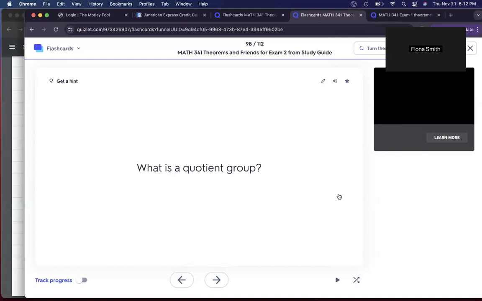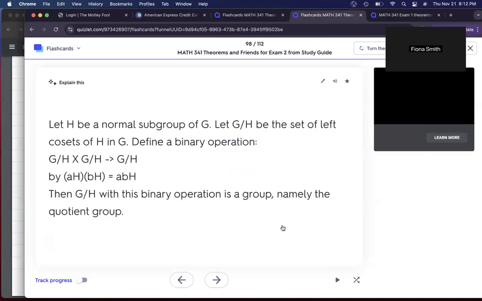What is a quotient group? That's the all important question, right? So we let H be a normal subgroup of G, and G backslash H, you read that as G mod H. So H is a normal subgroup of G. Let G mod H be the set of left cosets of H in G, and we define a binary operation G mod H cross G mod H, giving G mod H, by aH bH equals abH. Then we say G mod H with this binary operation is a group, namely the quotient group.